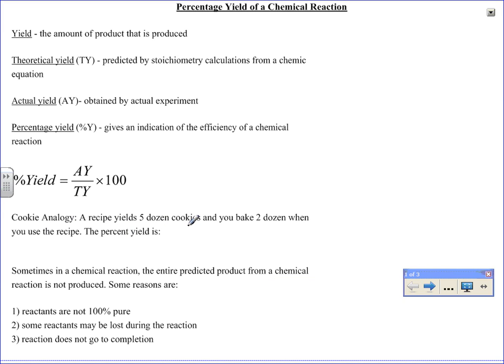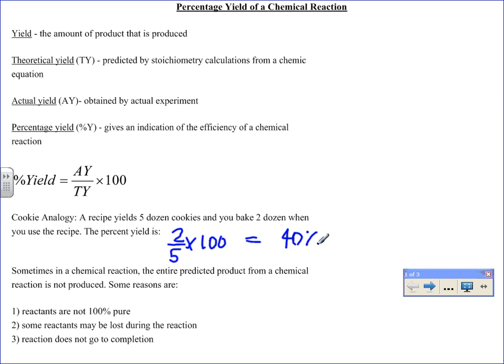So for example, sometimes when I bake cookies, instead of making 5 dozen, I may only be able to make 2 dozen cookies when I use the recipe. So what's happened in this scenario is that I baked 2 dozen out of a potential 5 dozen cookies. If I want to report that as a percentage rather than just saying I baked 2 out of 5, I can say I baked 2 out of 5 times 100, and that will give me a percentage of 40. So in this particular scenario, I have a yield of my cookie recipe of 40%.